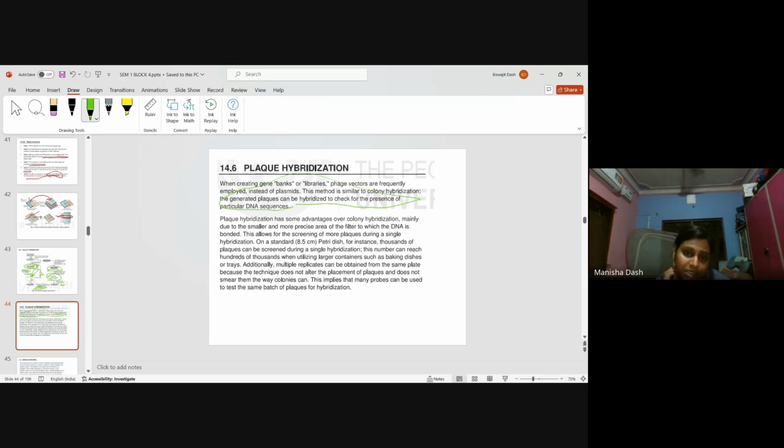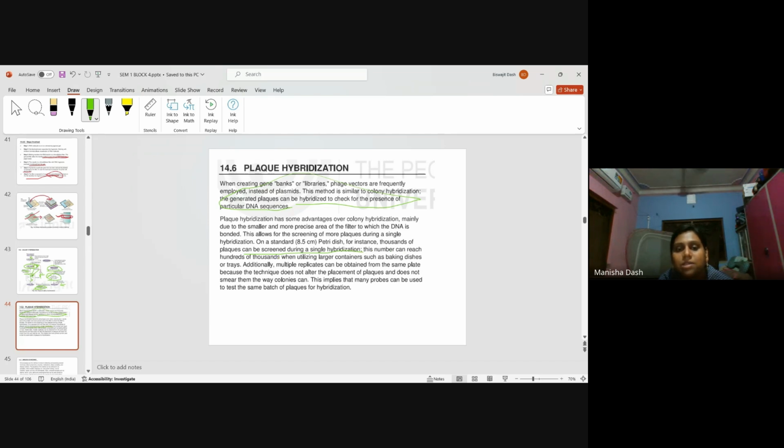Plaque hybridization has some advantages over colony hybridization, mainly due to the smaller and more precise area of the filter to which the DNA is bonded. This allows the screening of more plaques during a single hybridization. On a standard Petri dish, for instance, thousands of plaques can be screened during a single hybridization.